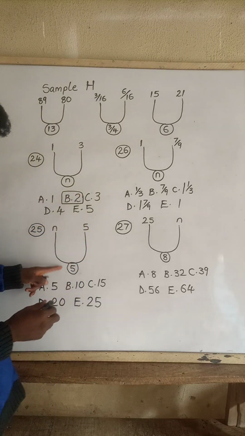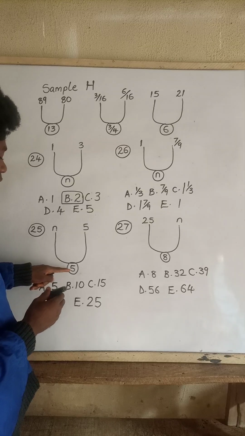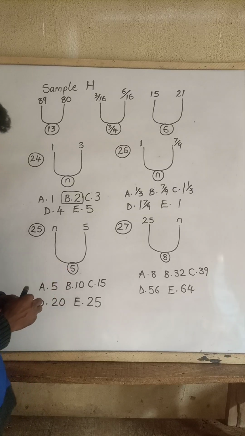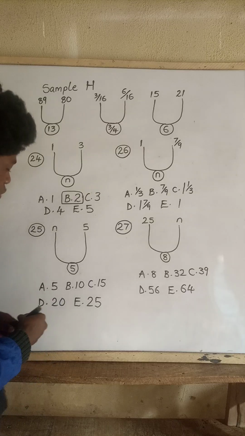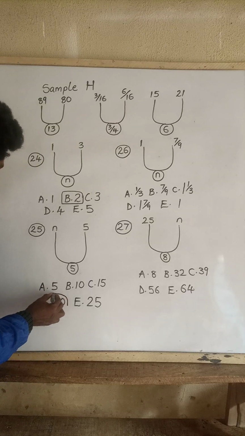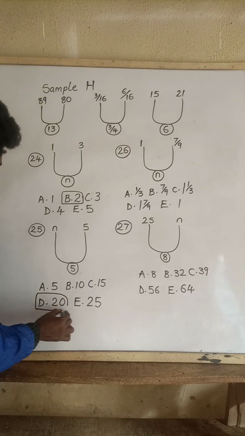We move to question number 25. In question number 25, what we are going to do here is 5 times 5, it will give us 25. 25 minus 5 will give us 20. So answer to question number 25 is 20, option D.